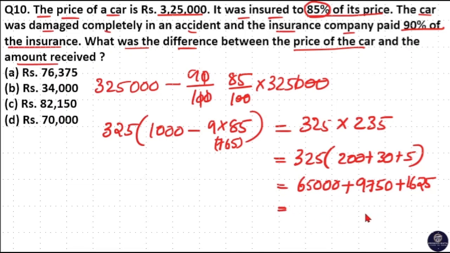If you add together, 5, 2 plus 5 is 7, 6 plus 7 is 13, 1 plus 9 plus 5 plus 1 is 16, again 6 plus 1 is 7. So option A is your answer. 76,375 is your answer. So the difference between the price of the car and the amount received is 76,375.